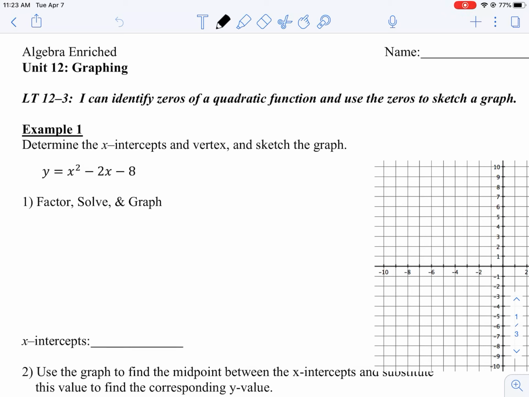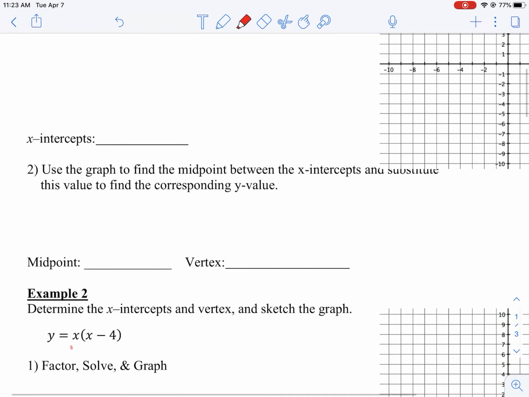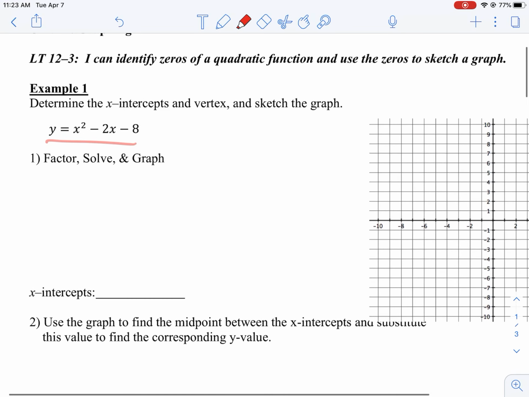So we're going to go over how to graph something that's in two different forms. I have the first form right here, which is just a regular polynomial, and then I already have the second in factored form. So I'm going to go over each one. Hopefully this helps you, and let's get started.